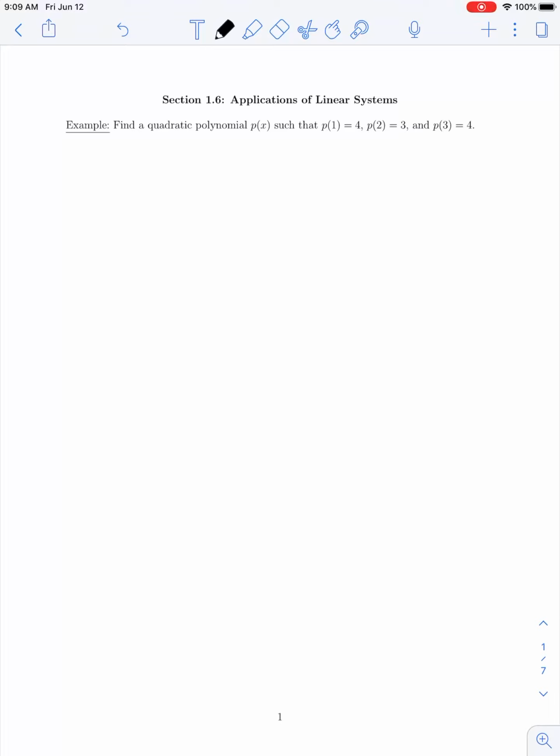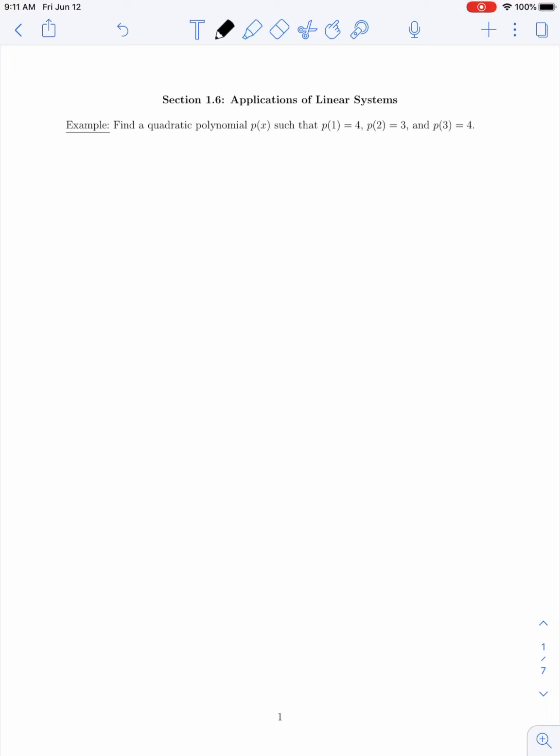Okay, in this lecture we're going to start the section 1.6 material on applications of linear systems. In this section we're going to discuss some simple applications that involve solving systems of linear equations, which is what we've been doing in the first part of this chapter 1 material.